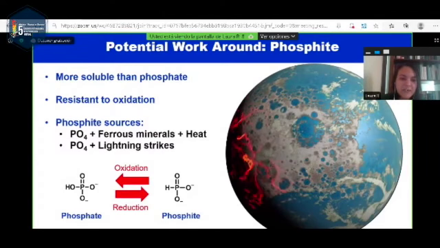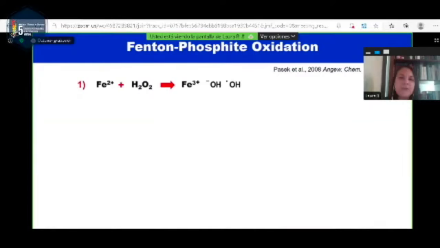So phosphite, shown here, is the reduced form of phosphate. It's more soluble than phosphate when cations are present, so you may not have that insolubility issue. It's also relatively resistant to oxidation back to phosphate, so you could have had large reservoirs of phosphite on early Earth. And you can easily get it from reduction of phosphate using ferrous minerals and heat or lightning strikes. So how do we go from phosphite to phosphorylation?